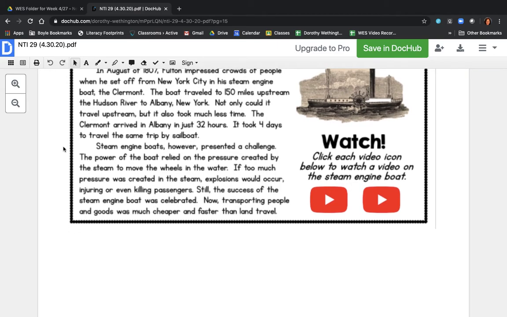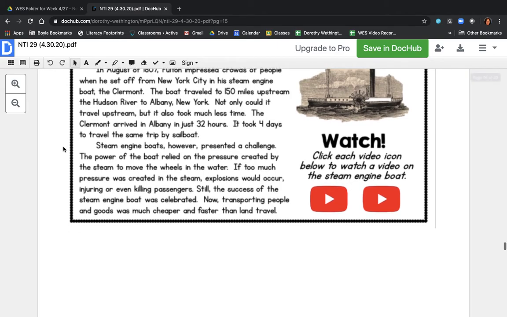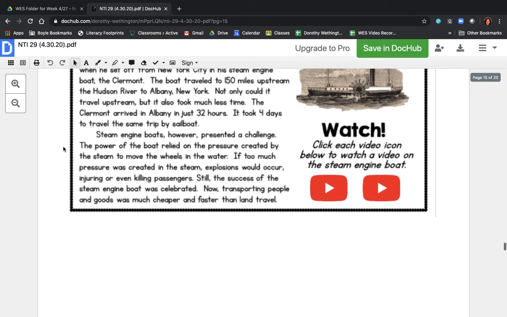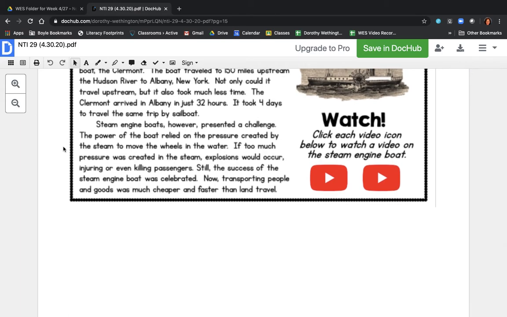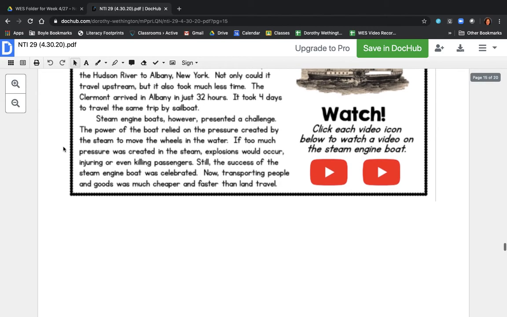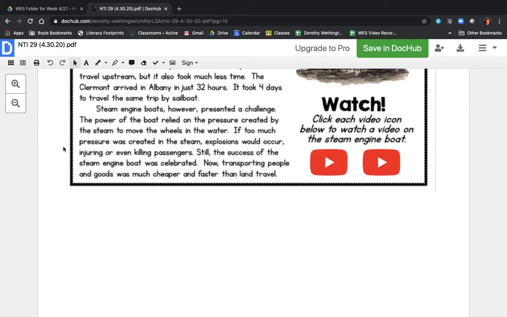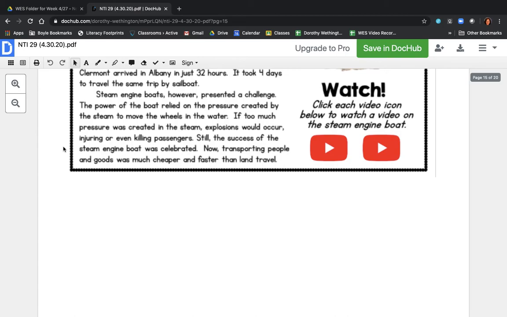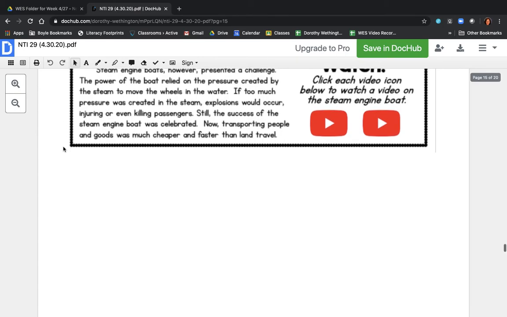Steam engine boats, however, presented a challenge. The power of the boat relied on the pressure created by the steam to move the wheels in the water. If too much pressure was created in the steam, explosions could occur, injuring or even killing passengers. Still, the success of the steam engine boat was celebrated. Now transporting people and goods was much cheaper and faster than land travel.